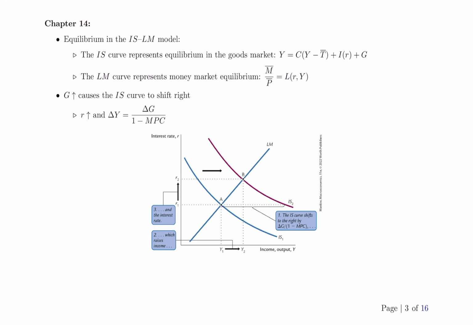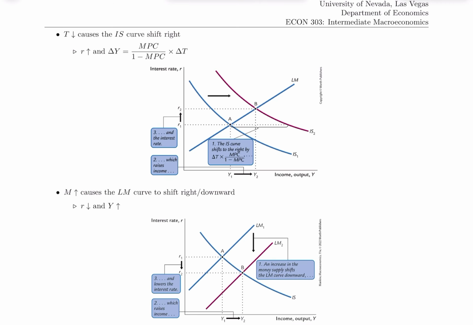Chapter 14. Policy effects on IS. Increase in G: IS shifts right. Both interest rate R and output Y rise, and the magnitude is delta Y equals delta G over 1 minus MPC. Decrease in T: IS shifts right. Both interest rate R and output Y rise, and the magnitude is delta Y equals MPC over 1 minus MPC, overall times delta T. Increase in M: LM shifts right or downward. Interest rate R falls and output Y rises.